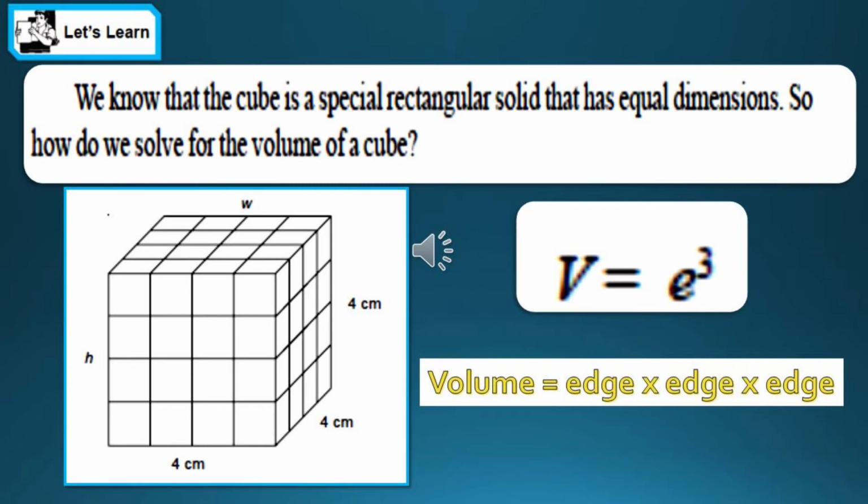We know that the cube is a special rectangular solid that has equal dimensions. So how do we solve for the volume of a cube? That is, the volume of a cube is equal to h to the third power, which means that volume is equal to h times h times h.